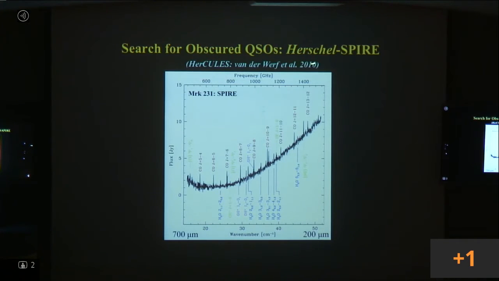This was from Herschel SPIRE, in this collaboration of HerCULES, where the first object we observed was Mark 231, the brightest, the easiest, the best. And this is how it looked. You notice all in red those CO transitions. It's just a nice, beautiful, regular forest or picket fence of CO transitions.